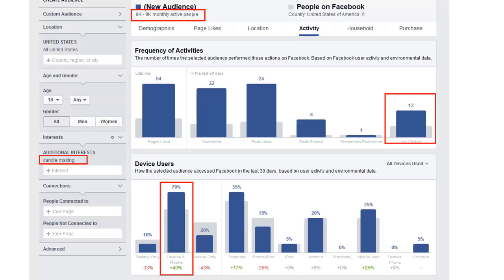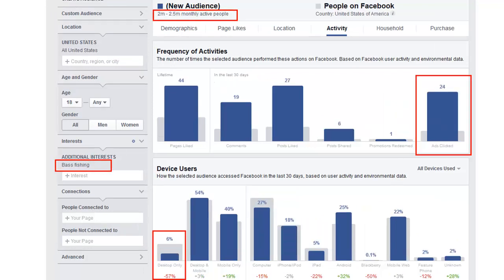Here, if you look on the left-hand side, additional interest, people are interested in candle making. If you look at the bottom middle, the bottom red square, these are above-average desktop and mobile users, so they use both more than the average population. Also, if you look at the right-hand side, they click about 12 ads on average. So people interested in candle making are mixed-platform users, and they click a fair number of ads.